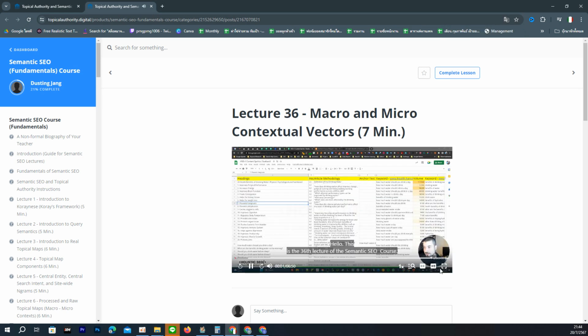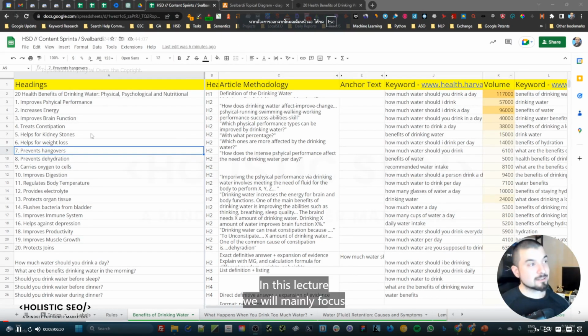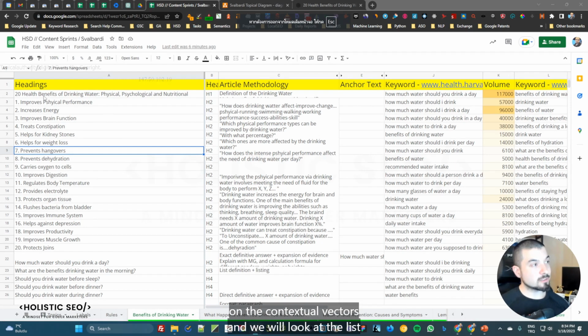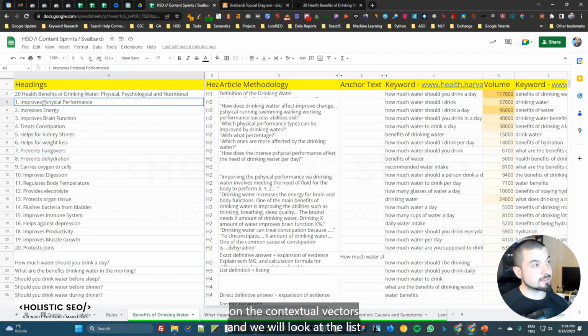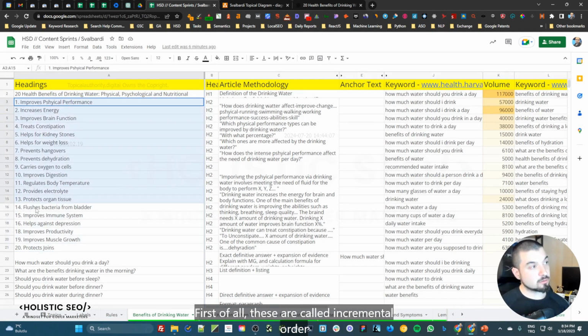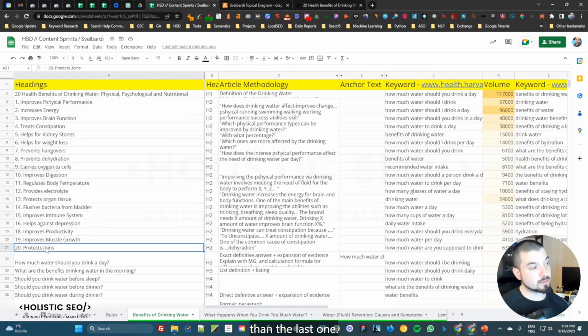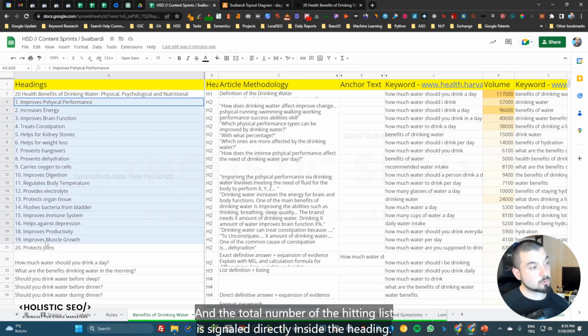This is the 36th lecture of the Semantic SEO course. In this lecture, we will mainly focus on the contextual vectors, and we will look at the list that we created in this area a little bit deeper. First of all, these are called incremental order heading lists, which means that there is an incremental order inside the headings, and since we are using numeric values, the first one is more important than the last one, and the total number of the heading list is signaled directly inside the heading.